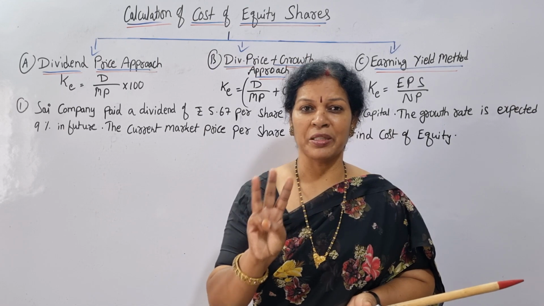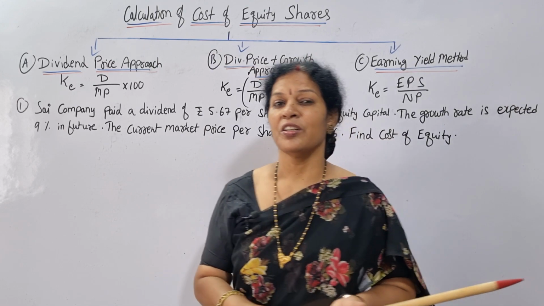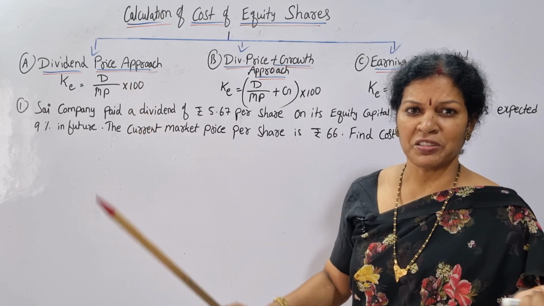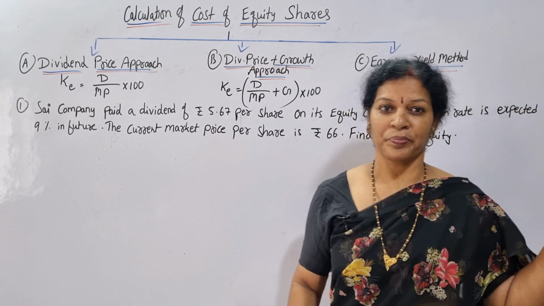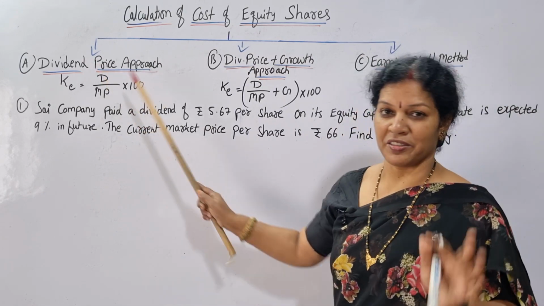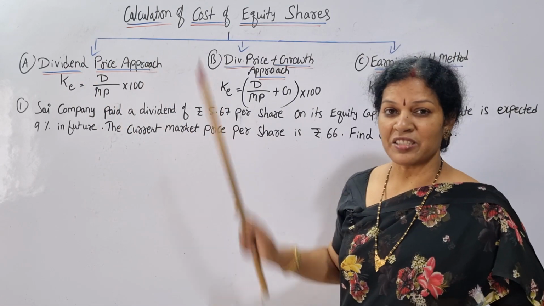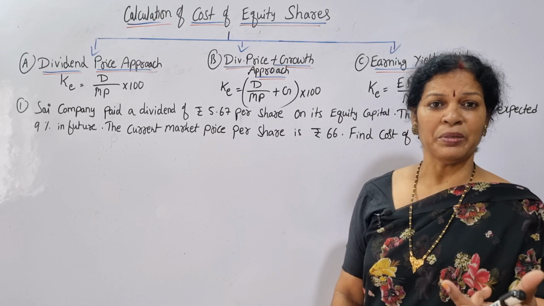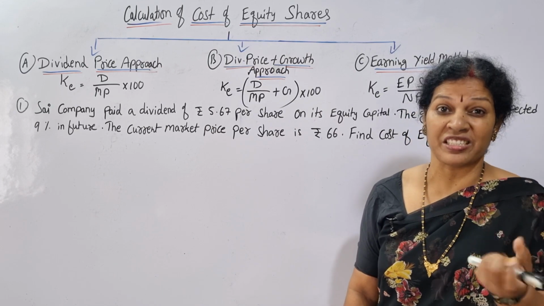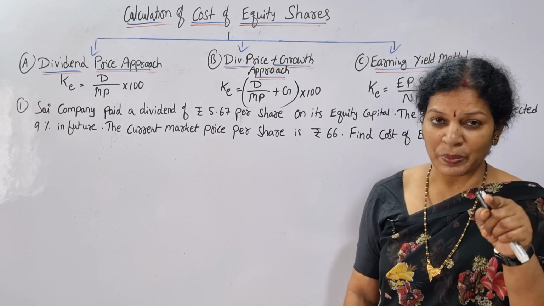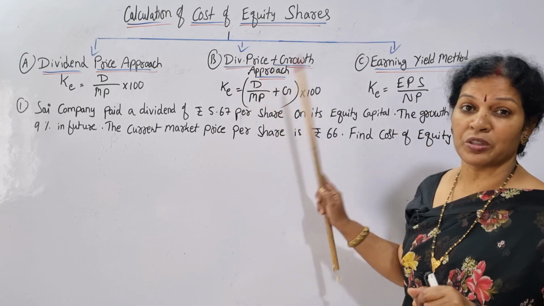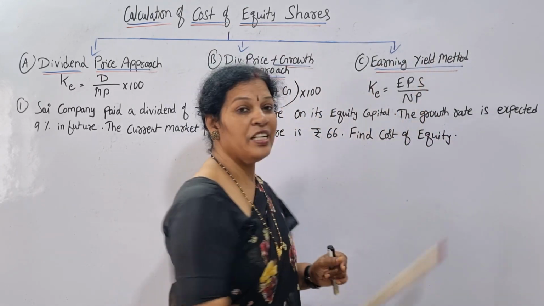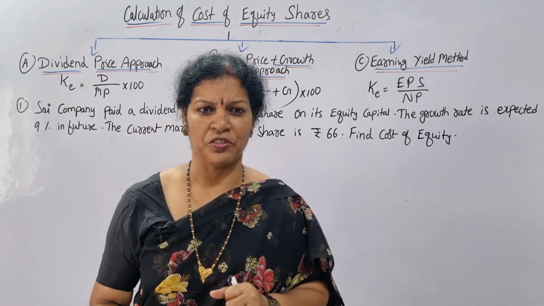There are many methods, popularly 3 methods we generally follow. That is what I am discussing. Calculation of cost of equity shares. Dividend price approach, this is the first method. Generally every equity shareholder expects dividend for their investment. How much is the dividend price? So that is dividend price approach. Second one is dividend price plus growth approach. Not only dividend, sometimes the equity shareholders expect some extra growth. Whenever there is expectation of extra growth, then we say it is the dividend price plus growth approach. And third one is earning yield method, earnings per share. How much is the earnings per share? So that is the third method.